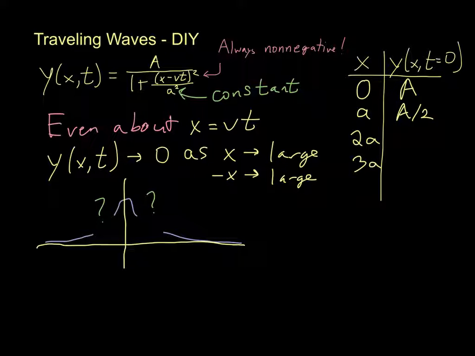So 2a quantity squared is 4a squared, divided by a squared is just 4. So the denominator becomes 1 plus 4 is 5. So we get 1/5 a, or a over 5, for x equals 2a.